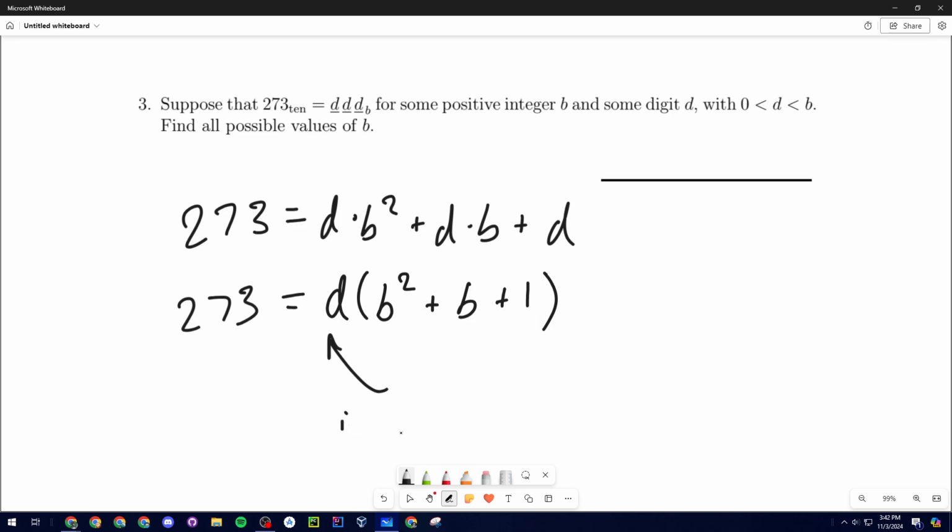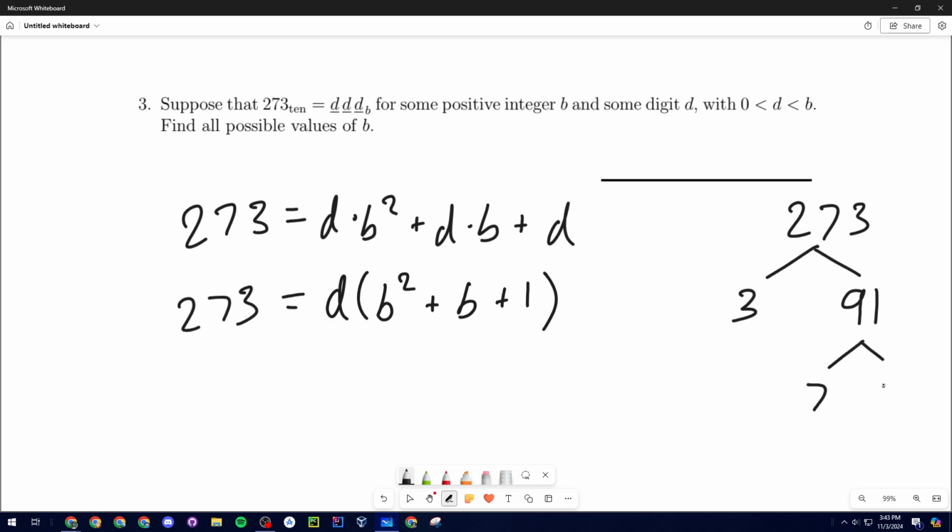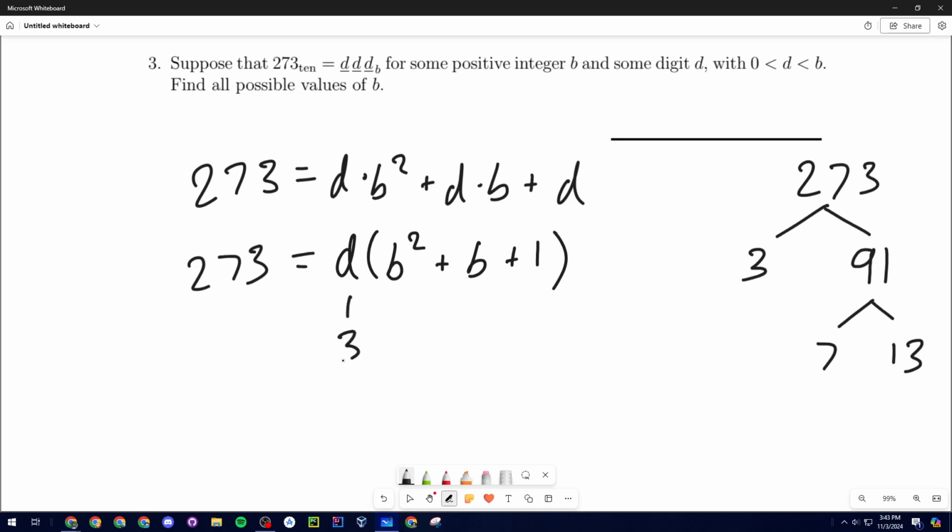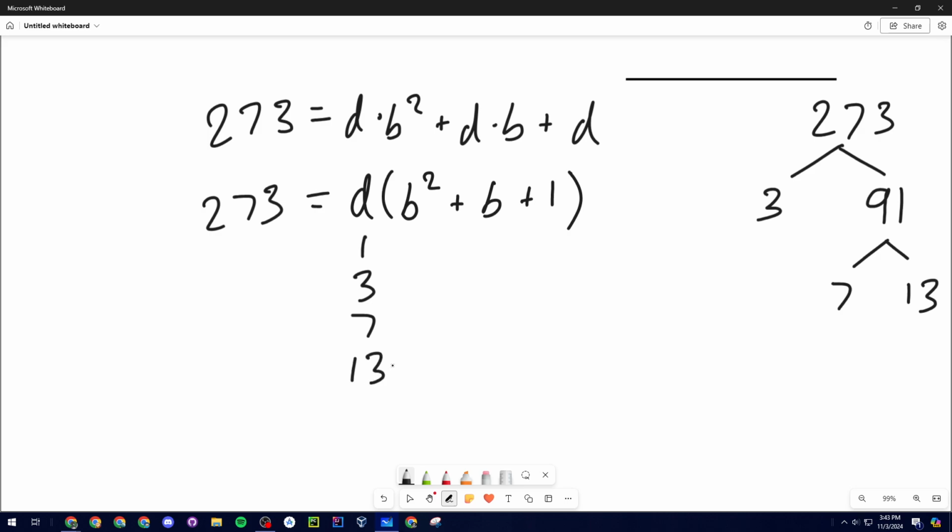Now, why is that relevant? Because now we need to find 2 integers that multiply to 273. So first, let's take 273 and break it down into our prime factors. That should just be 3 and 91. Yes, 91. And then 91 breaks down into 7 and 13, which is exciting because now we know that d must be equal to either 1, 3, 7, or 13. Or some other combination of it.